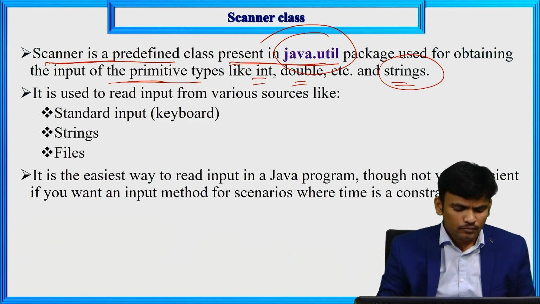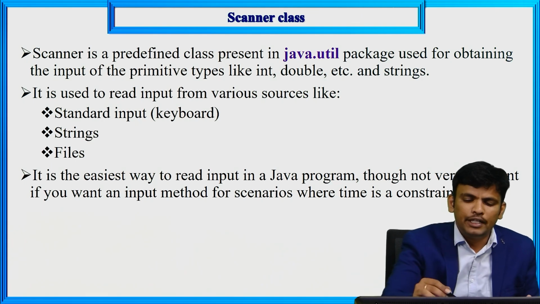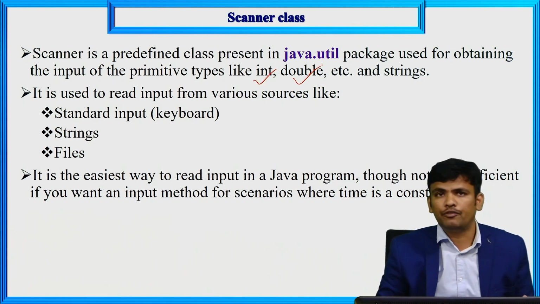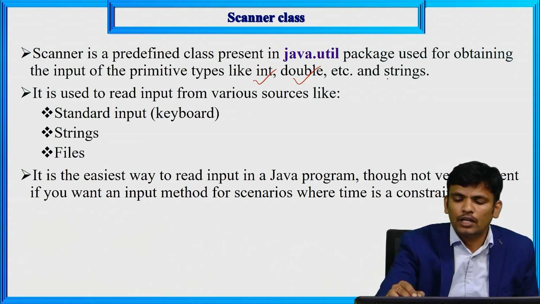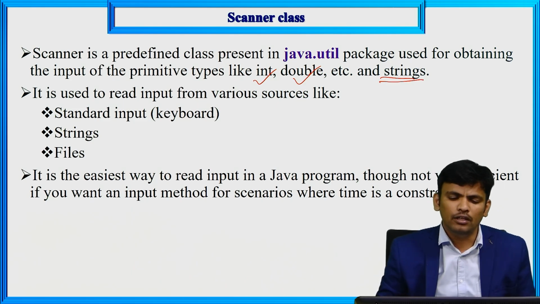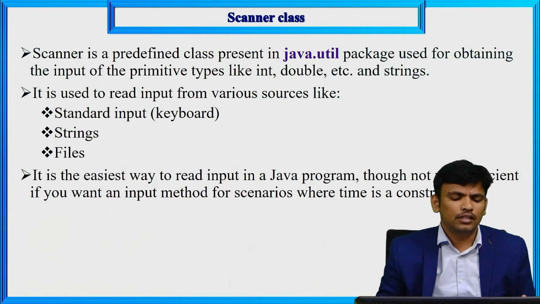If you want to read any primitive input from the user, like integer data, double data, boolean data, byte data, or float data, then for every respective primitive type there are specific methods available in the Scanner class. So we can read the primitive data, and apart from the primitive data, we can also read string type data from the user. Now, how can we read this data from the user? In three ways we can read data from the user.